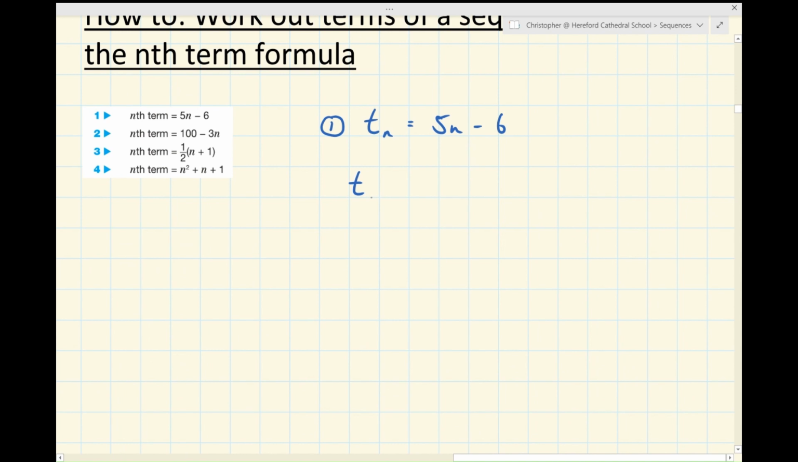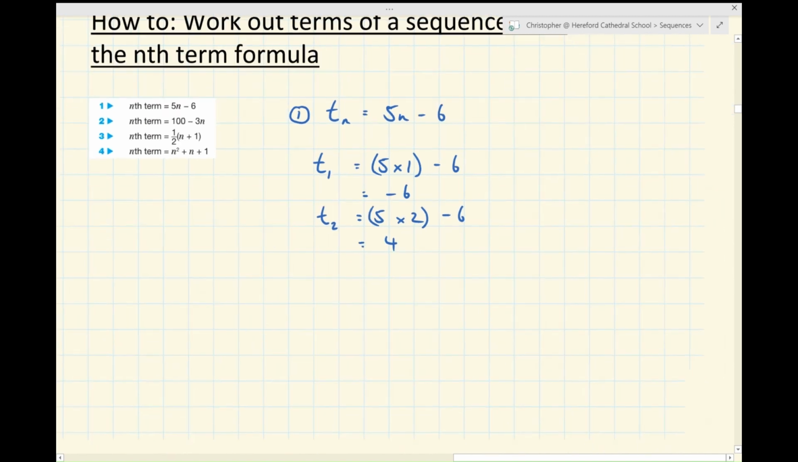If we wanted to work out the first term, for example, we wouldn't do 5 times n minus 6, we'd do 5 times 1 minus 6, because n is 1, because we're working out the first term. If we wanted to work out the second term, we'd do 5 times 2 minus 6, because n would be 2 this time, because we're working out the second term. So this sequence starts minus 6, and the second term is 4.